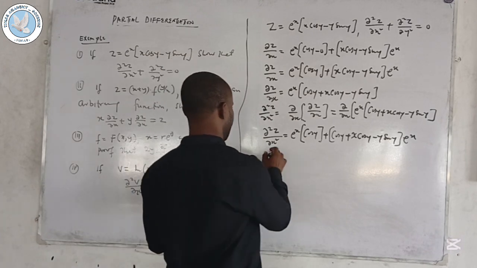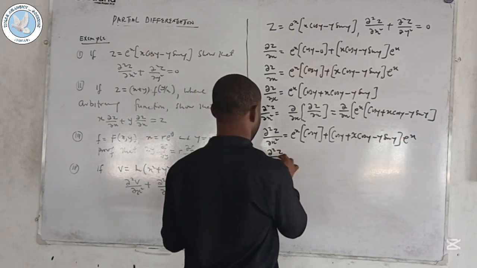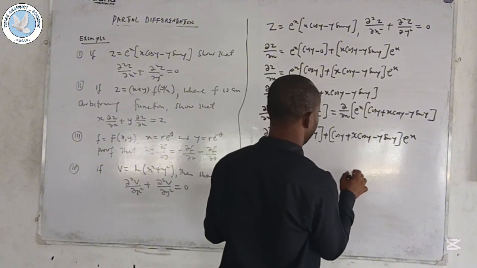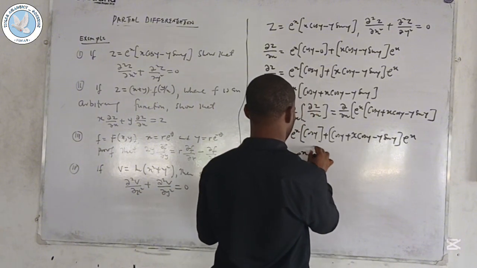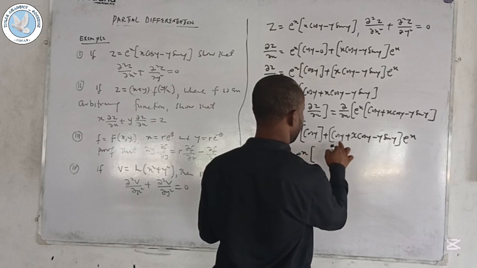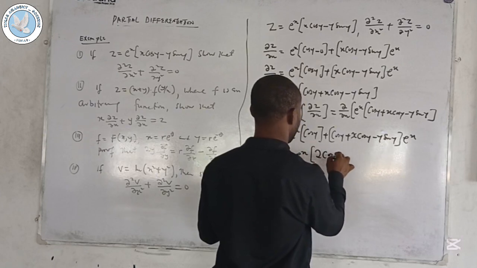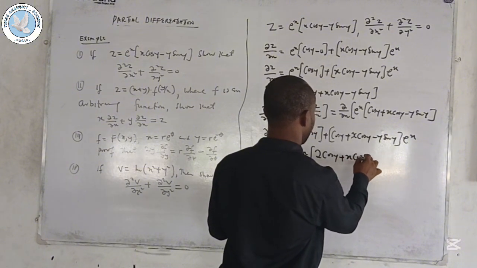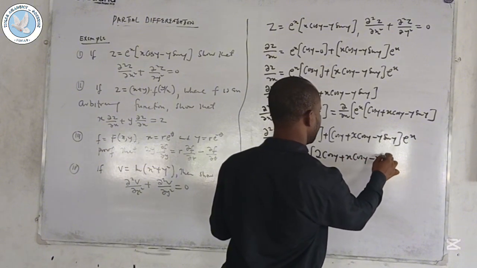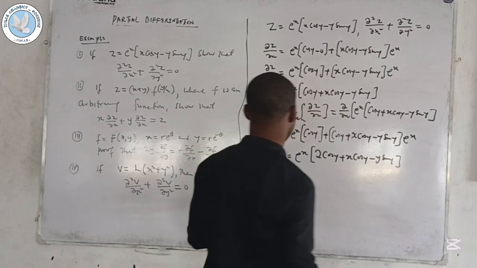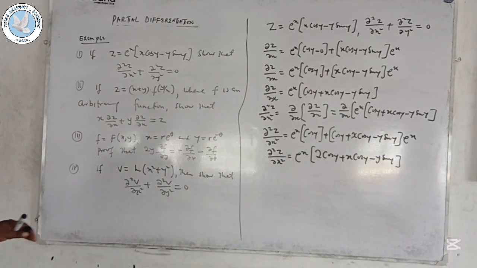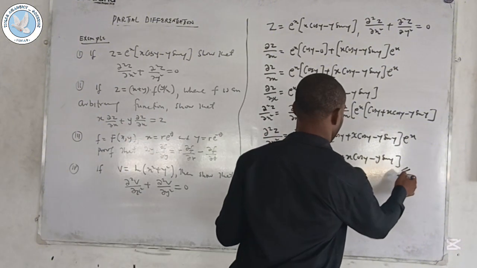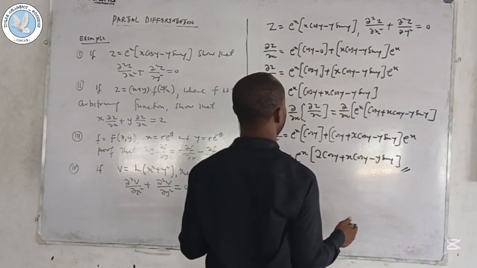So we try and factorize the answer. So this is going to give us exponential x into this plus this is 2, so we have 2 cos y minus y sine y. So that is the second derivative of z with respect to x. Also, let's look at with respect to y.